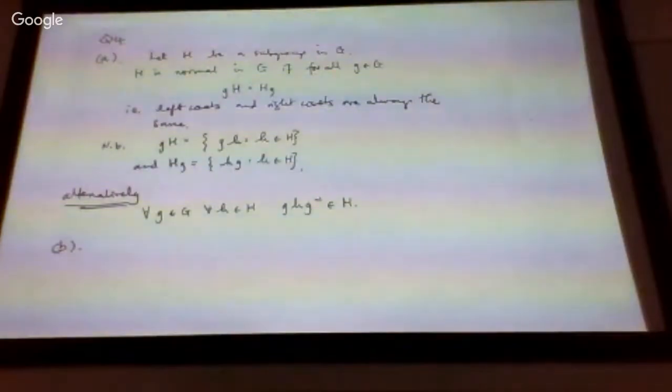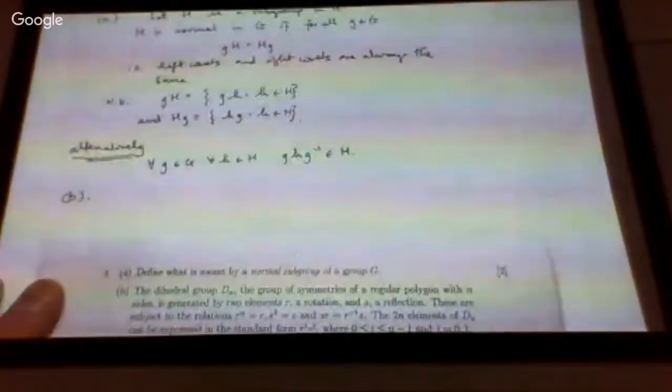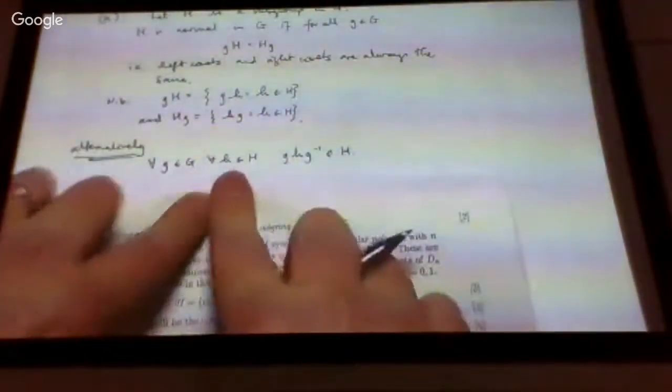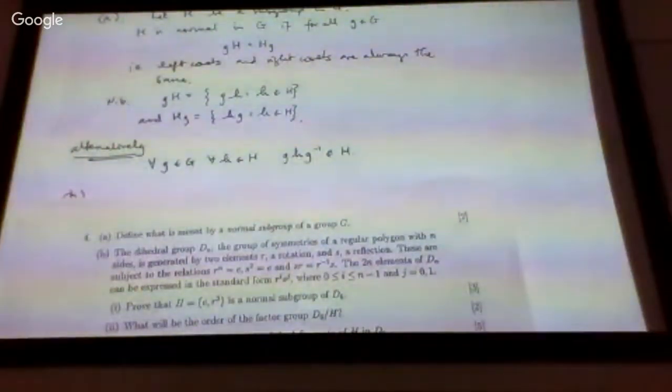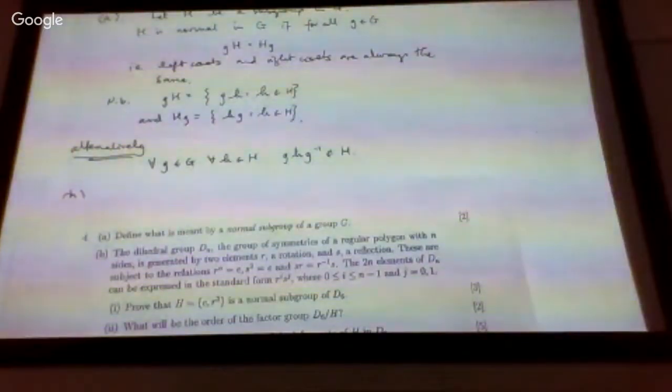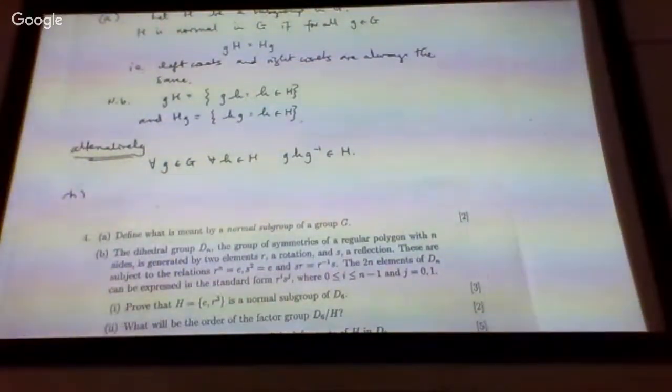Question B then introduces the dihedral group, and it gives you a summary of what the dihedral group is. It's the group of symmetries of a regular polygon with n sides: triangle, square, pentagon, etc. And it's generated by 2 elements, a basic rotation R and a reflection S. These are subject to the relations: R to the n is E, the identity element. S squared is the identity. And S and R interact according to the relationship SR is R inverse S.